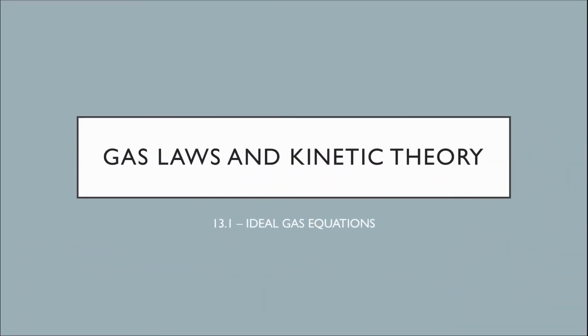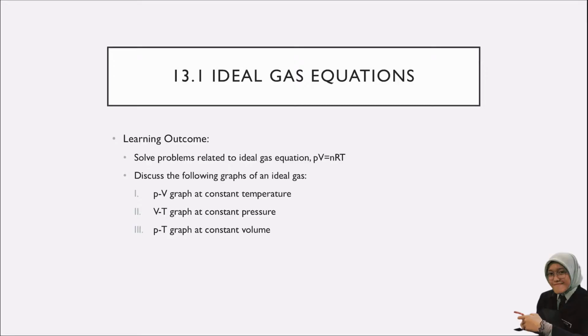Assalamualaikum and hello everyone. So today we are going to learn about chapter 13, which is gas laws and kinetic theory. So today we're gonna learn 13.1, which is ideal gas equations. So the first learning outcome is solve problems related to ideal gas equation, which is PV equals to nRT. So the next learning outcome is discuss the following graph of an ideal gas, which we have PV graph at constant temperature, VT graph at constant pressure, and PT graph at constant volume.